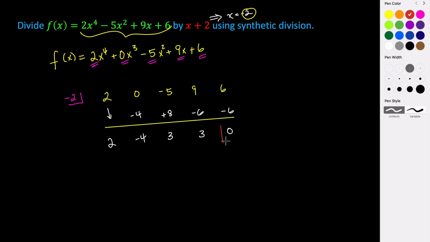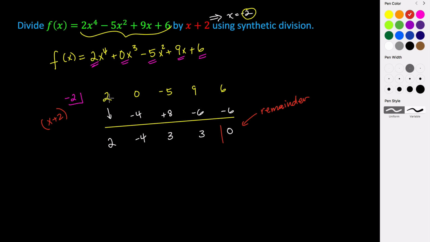And that's actually something that we usually want. So this just means we have a remainder of 0, right? Remember, this is our remainder. And if it's a remainder of 0, then that means that this is a 0 of our function. And that means that x plus 2 is going to be a factor.